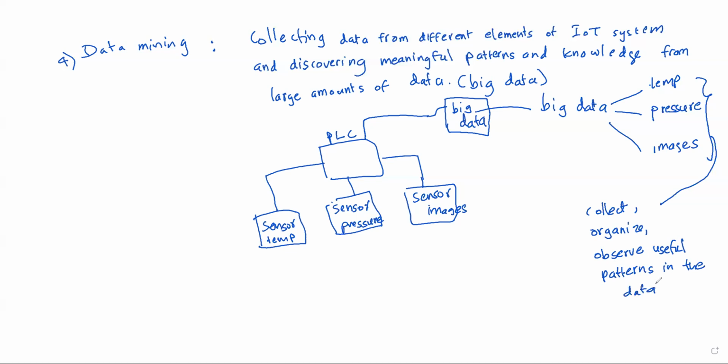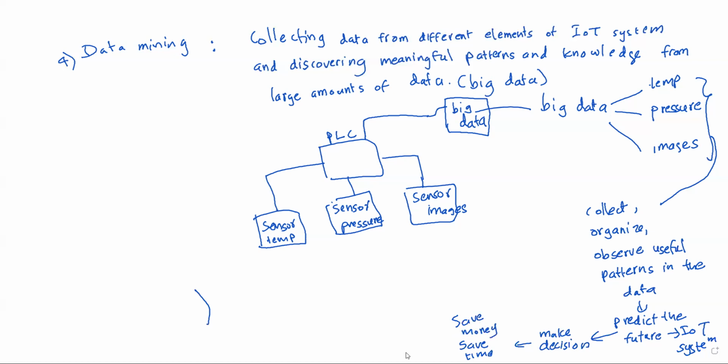And then using those patterns, we can predict the future outcomes of the IoT system. So based on the future outcomes, we can make decisions on what we need to do, right? Based on that, we can save money and save time. Likewise, there are a lot of advantages, and there are other advantages as well. So that is basically regarding data mining. We also need to use this technology in order to improve the IoT systems.